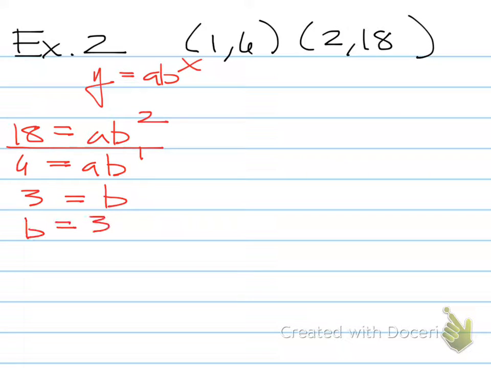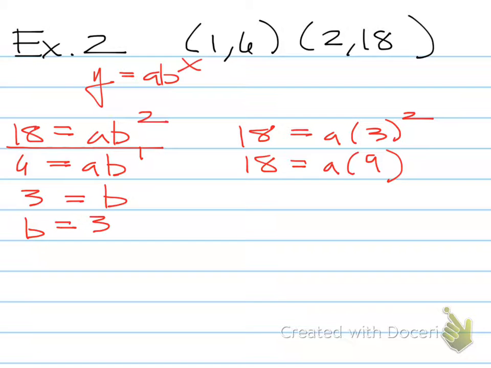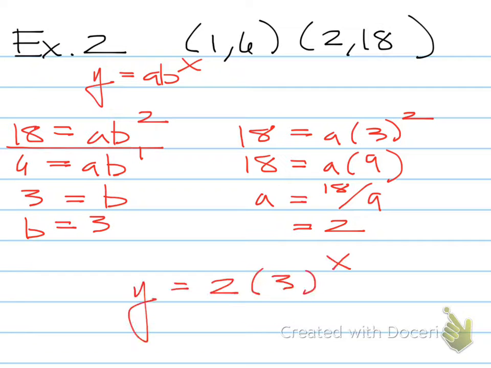So b equals 3. Take that value of b, plug it into either equation. I'm just going to plug it into the top equation. 18 equals a times b's quantity, which is 3, to the 2nd power. 3 squared is 9. Last step to solve for a is to divide both sides by 9. So a equals 2. So our equation is y equals a b to the x. So y equals 2 times 3 to the x power. Remember to put the base of your exponent in parentheses.